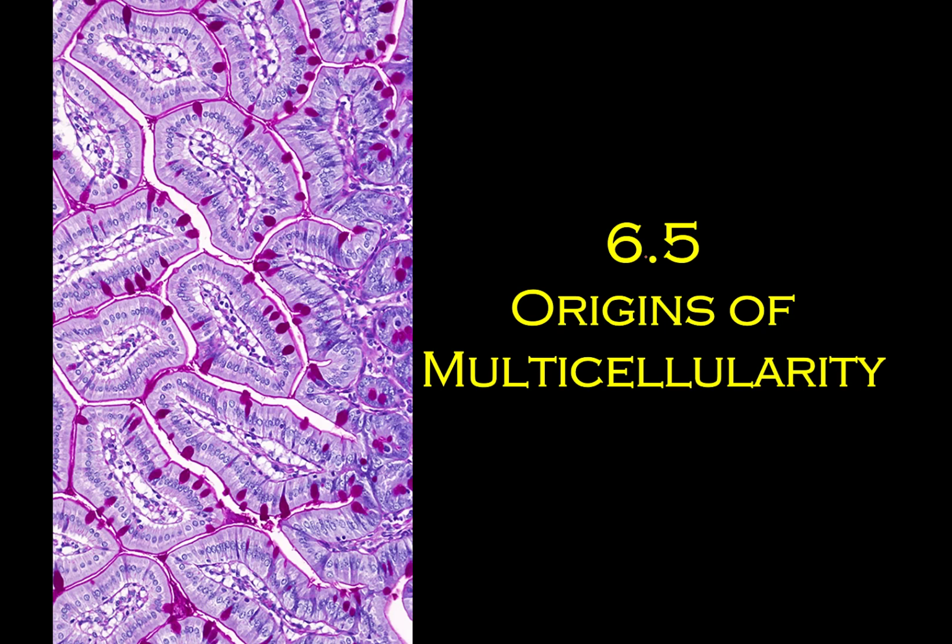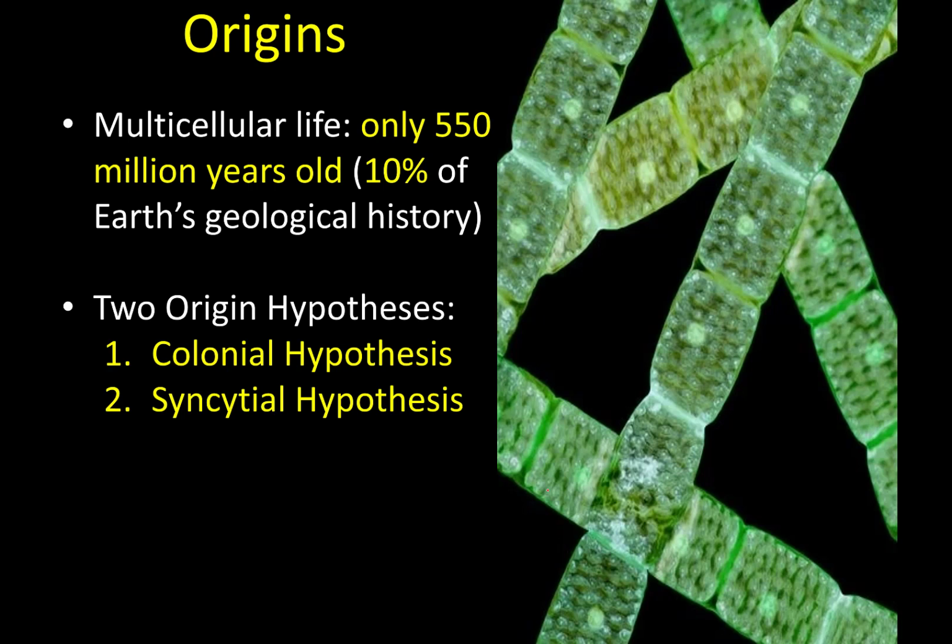Now that we have a foundation in cellular structures, let's talk about how those cells likely came together in our animal ancestors to form truly multicellular organisms. Keep in mind that multicellular life is fairly recent. It's only 550 million years old, which is only about 10% of the Earth's geologic history. Now, there are two different ways that multicellular life might have evolved. The two hypotheses are called the colonial hypothesis and the syncytial hypothesis.